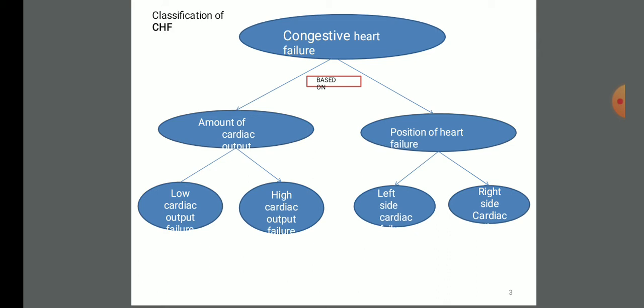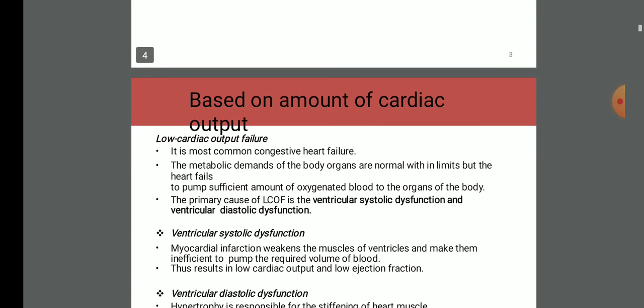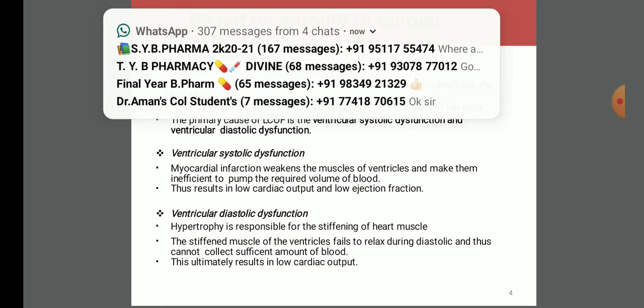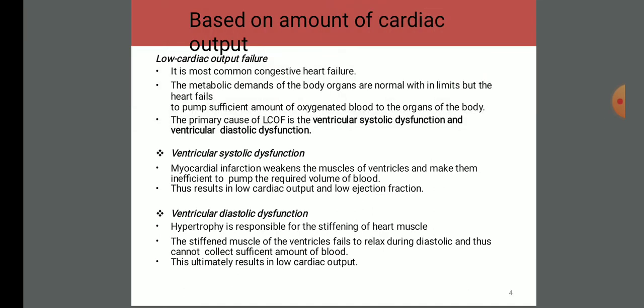The second major class, position of heart failure, includes two subclasses: left side cardiac failure and right side cardiac failure. We will see based on amount of cardiac output. First is low cardiac output failure. It is the most common congestive heart failure. The metabolic demand of body organs is normal within limits, but the heart fails to pump a sufficient amount of oxygenated blood to the organs of the body.